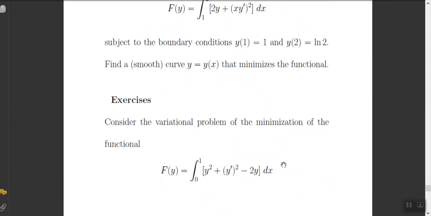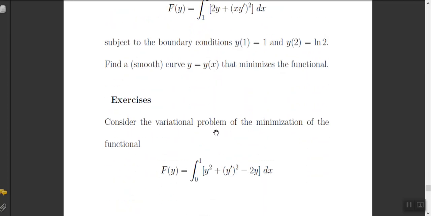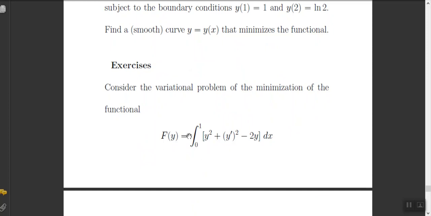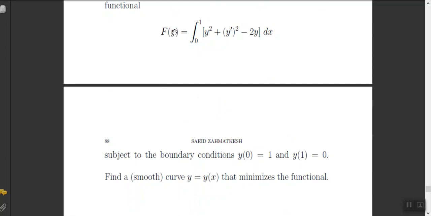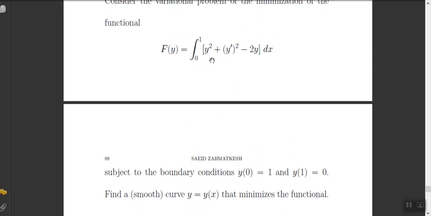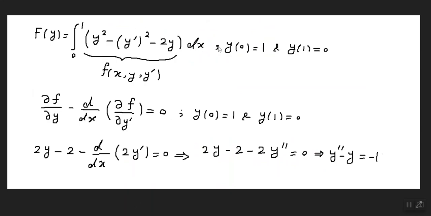Okay guys, now as an example for a variational problem, I'm going to discuss this exercise for you, and then you can work on this example by yourself. So I leave this one as an exercise to you. We have a variational problem of the minimization of this functional subject to these boundary conditions. We want to find a smooth function y which minimizes the value of this functional. Look at here, I have done it for you. This is our functional and these are our boundary conditions.